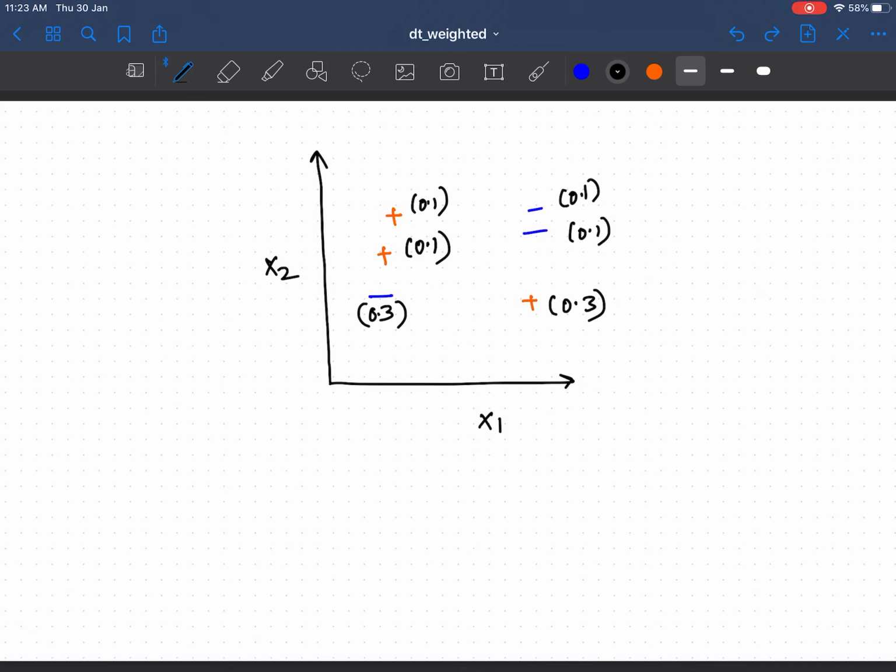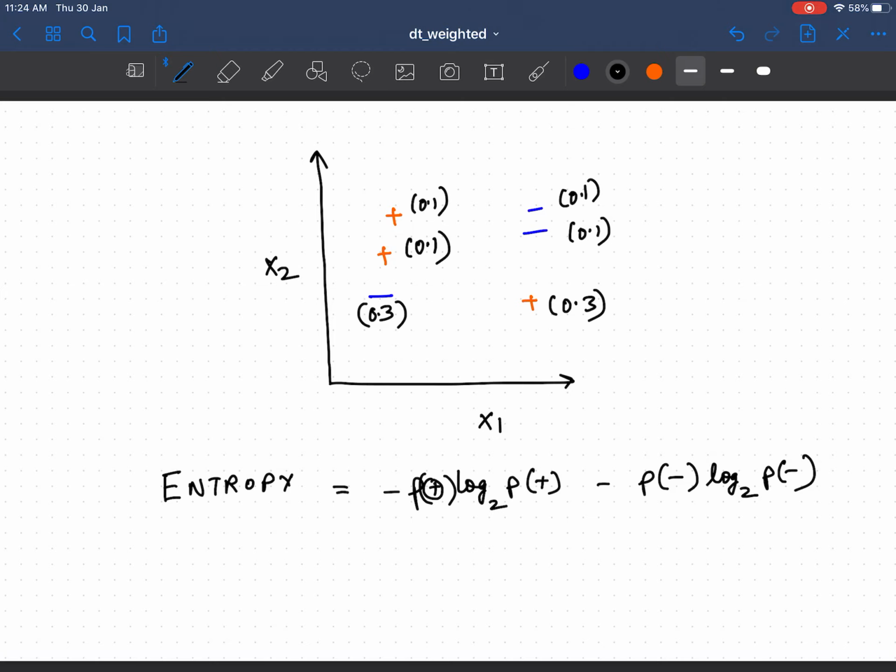If we write the formula for the entropy of this set, that will be minus the probability of the plus class times log base 2 of the probability of the plus class, minus the probability of the negative class times log base 2 of the probability of the negative class. Now, the only difference between what we're studying now and what we've studied earlier is that now we have weighted samples instead of unweighted samples, where all the samples have an equal weight of 1.